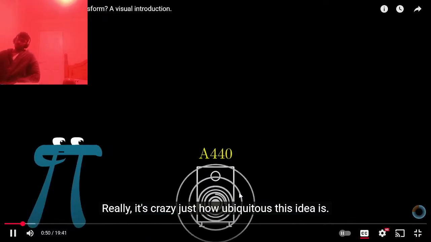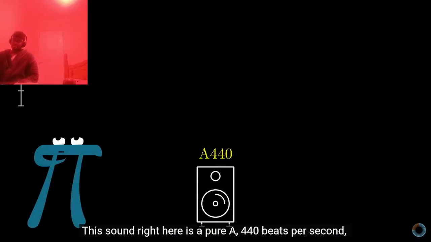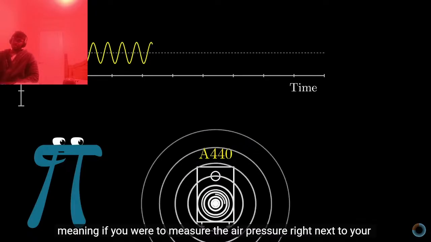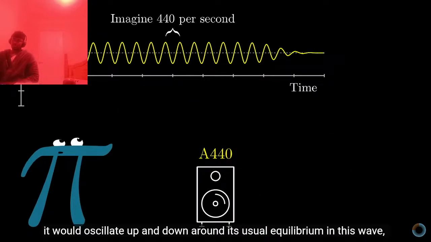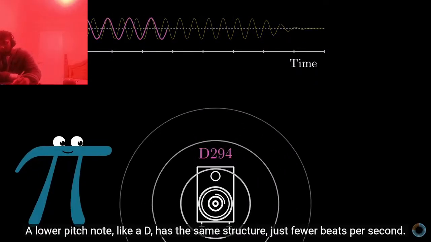Let's dive in. This sound right here is a pure A, 440 beats per second, meaning if you were to measure the air pressure right next to your headphones or your speaker as a function of time, it would oscillate up and down around its usual equilibrium in this way, making 440 oscillations each second. A lower pitch note, like the B, has the same structure, just fewer beats per second.